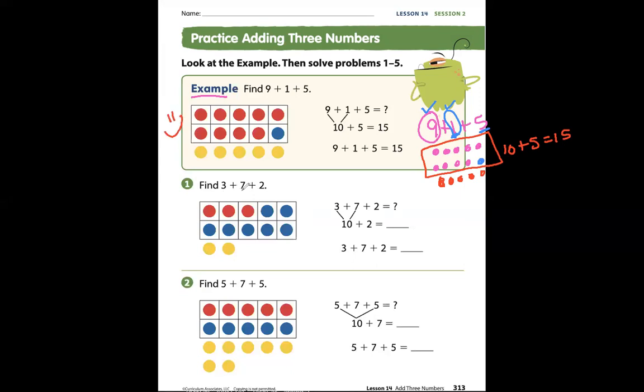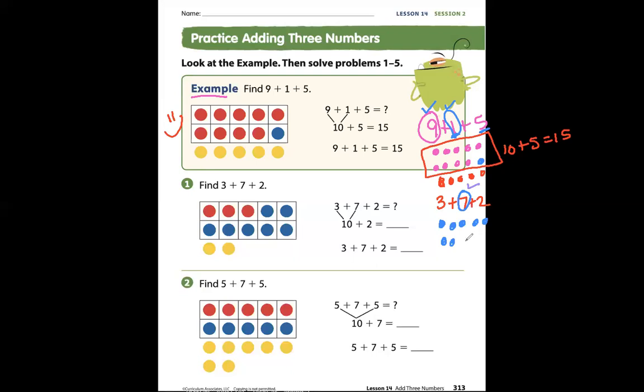Let's do 7 plus 3 plus 2. They did 3 first. We're going to go with our bigger number first, which is 7. We're going to start with 7 and just compare. 1, 2, 3, 4, 5, new line, 6, 7. Okay, then we're going to add. Check. We're going to add.